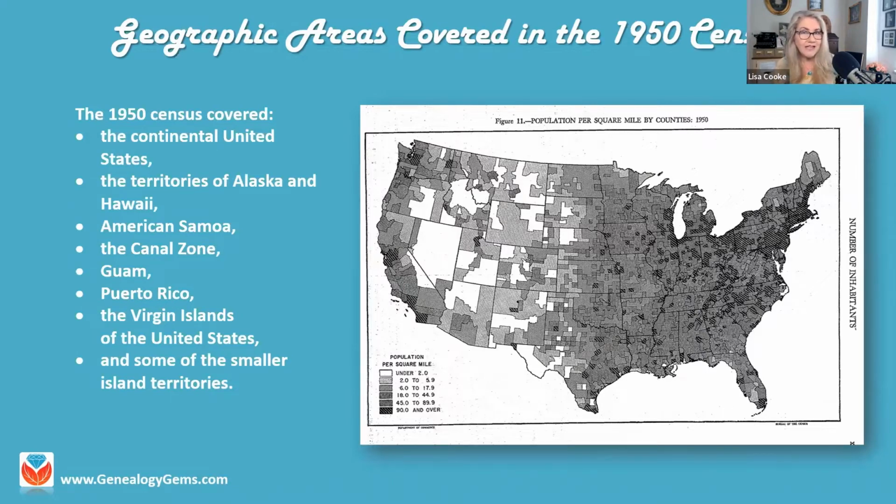So we have the continental United States, and you're looking at a map of the population distribution in 1950. They also enumerated Alaska and Hawaii as territories. Of course, American Samoa, which we're talking about for some of the genealogy companies, has now been indexed. The Canal Zone, Guam, Puerto Rico, the Virgin Islands, and some of the smaller island territories. So it's really interesting to see that, back in 1950, we're talking about more like 150 million people, nearly half the population that we have today.